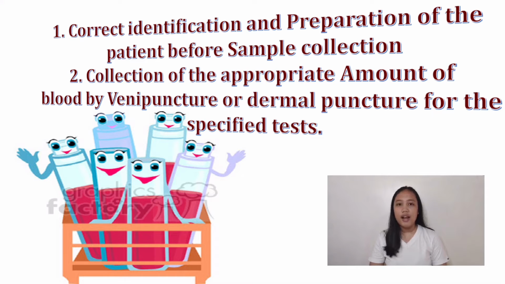First, correct identification and preparation of the patient before sample collection. Correctly and positively identify the patient by asking the patient to state his or her name. This information must match the requisition. Prepare patients for collection procedures associated with laboratory samples. Second, collection of the appropriate amount of blood by venipuncture or dermal puncture for the specified test. Reassure the patient that the minimum amount of blood required for testing will be drawn.